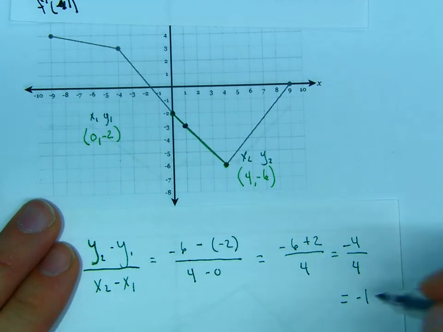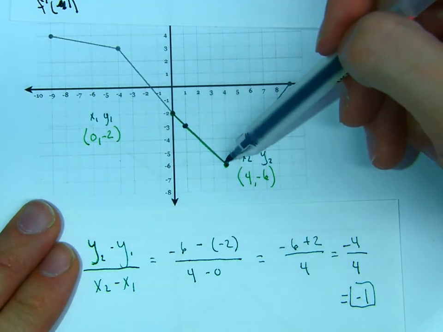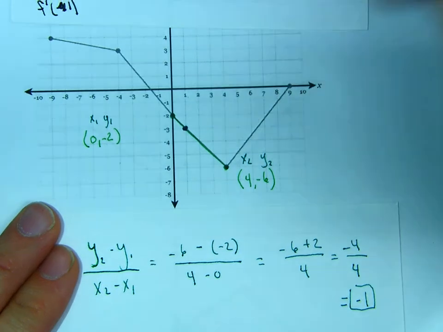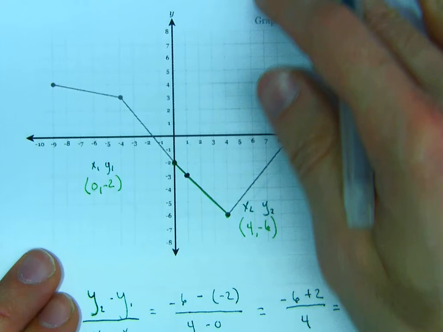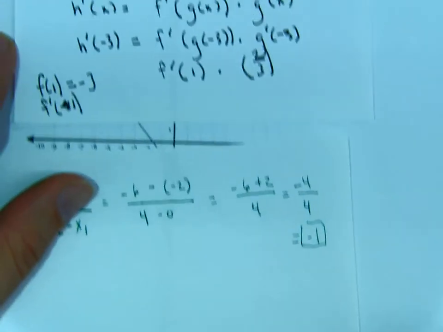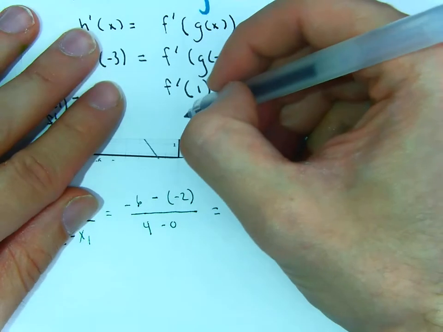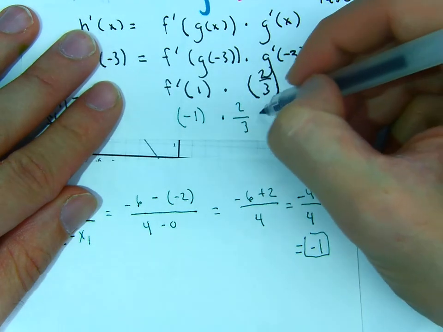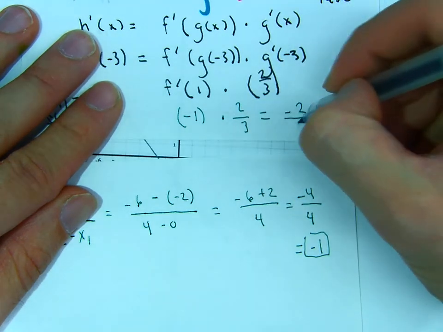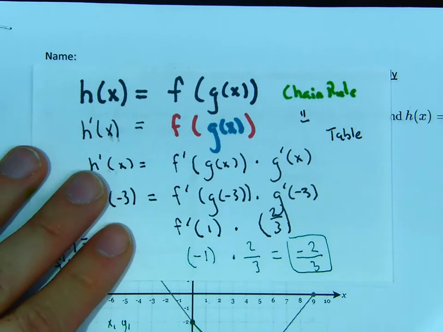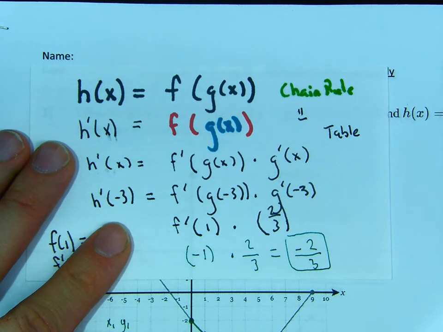But what does this negative 1 represent? It represents the slope of this line, but it also represents the slope at x equals 1 for the f graph. And that's what f prime of 1 is. The f prime of 1 is negative 1. So it's just negative 1 times 2 over 3. And what is negative 1 times 2 over 3? It's just negative 2 over 3. And that's it. We're done. We found h prime of negative 3.